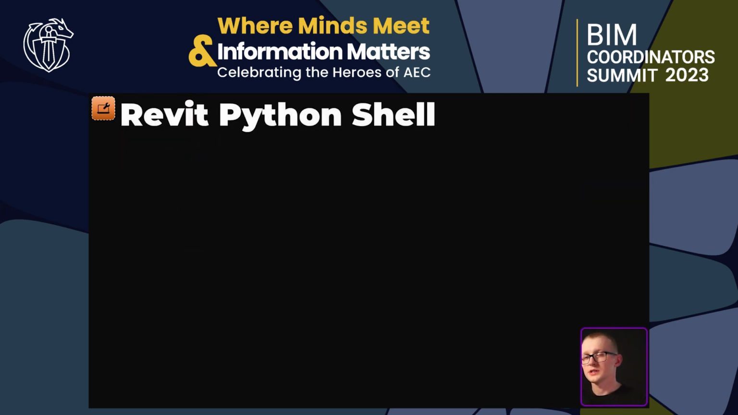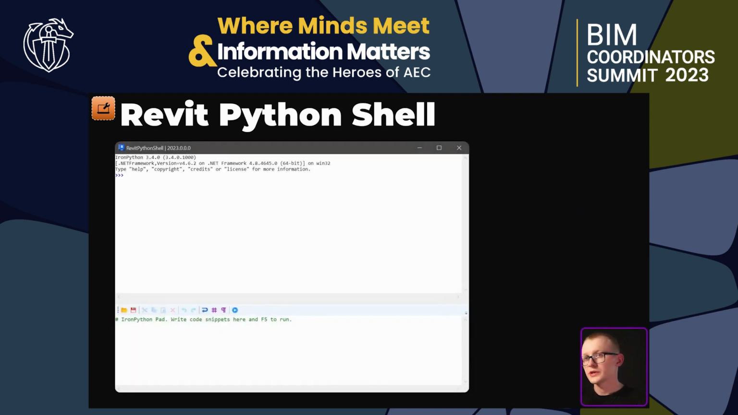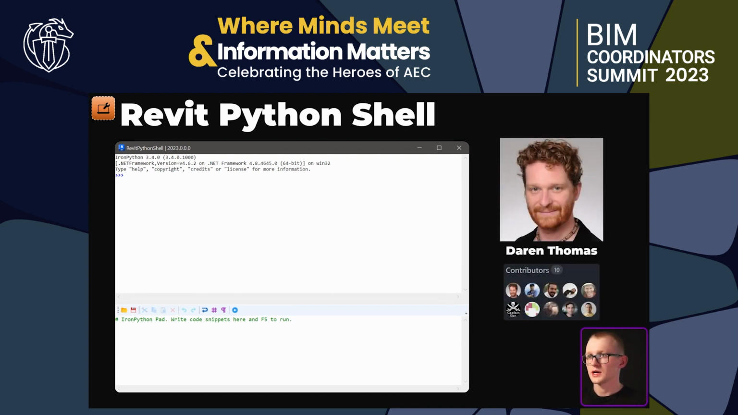The next plugin we need is Revit Python Shell, an interactive Python shell environment within Revit. It allows you to run Python scripts inside of Revit and get instant results. I use it quite often when I need to test some new snippet or explore new classes and see what I can get out of them. It was developed by Daren Thomas, and there are a few contributors on GitHub as well.